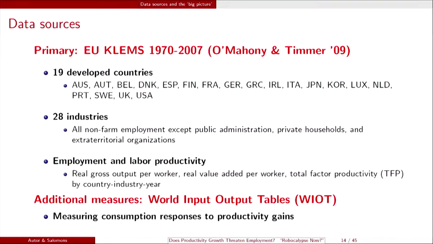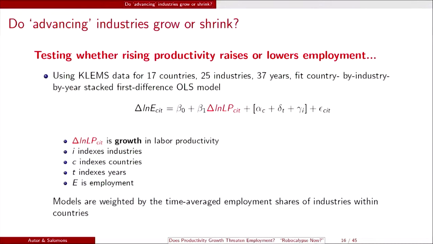So the first question we want to ask is, do advancing industries grow or shrink? To ask that question, we're going to estimate a stacked first difference model, the log change in employment in industry I and country C in year T, regressed on a bunch of control variables, dummy variables, and then the contemporaneous change in log labor productivity in that same country industry year. And we're going to ask what happens to industry employment on average as we see productivity rising.